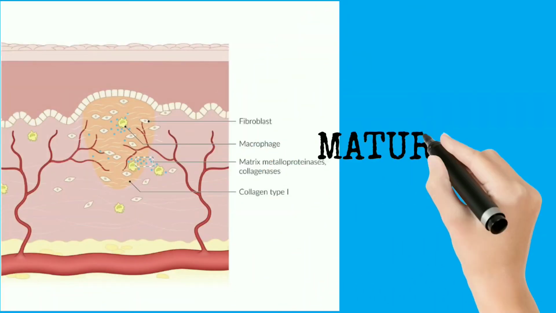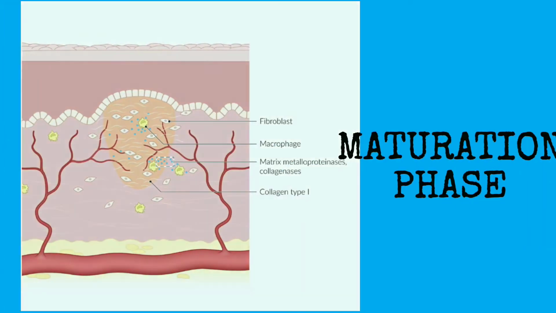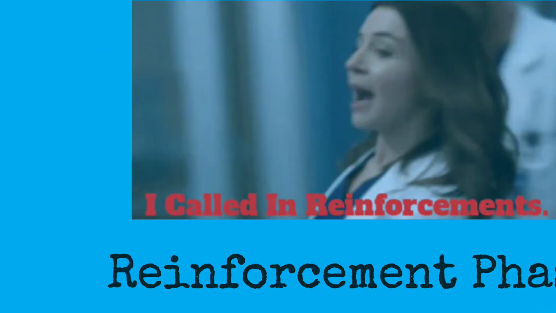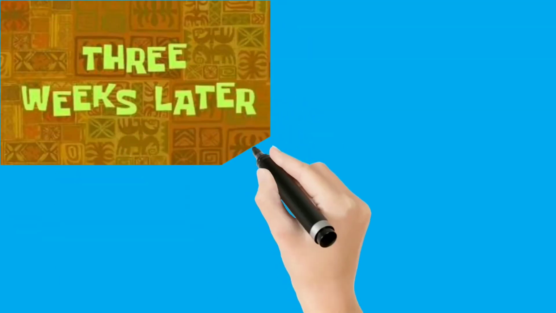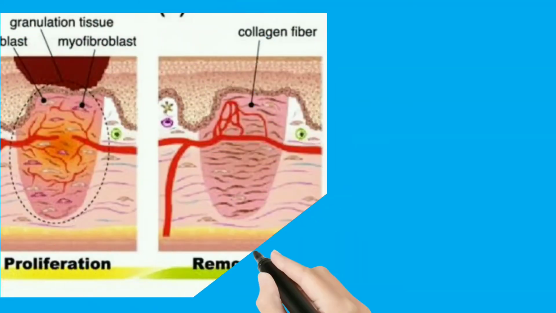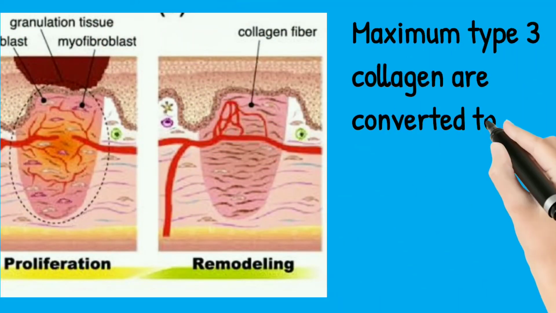The last phase is the maturation phase, which is also known as the reinforcement phase. Let's reinforce. This stage occurs 3 weeks to 6 months after the wound. Here, the type 3 collagen fibers are maximally converted to type 1 collagen fibers.